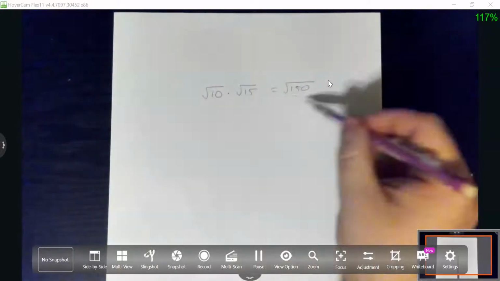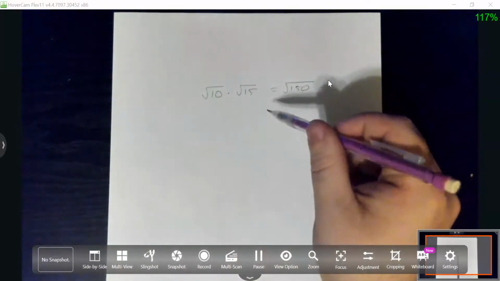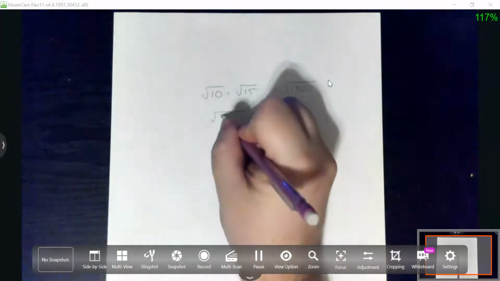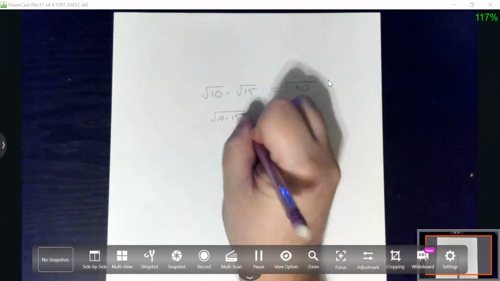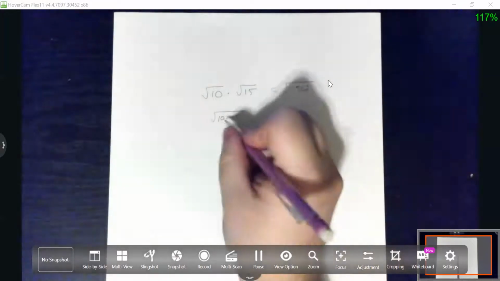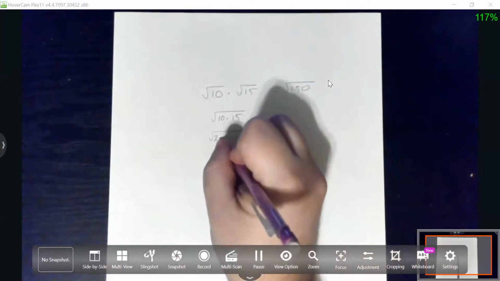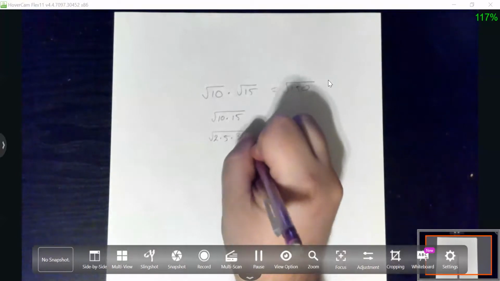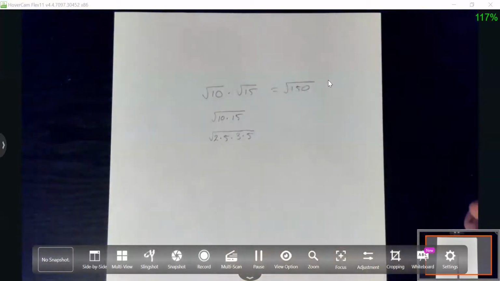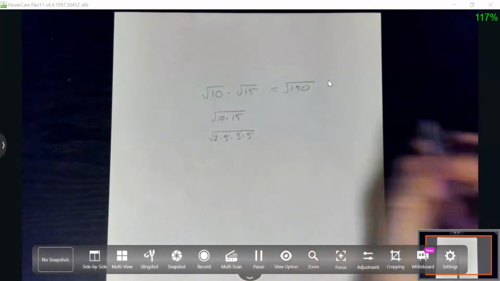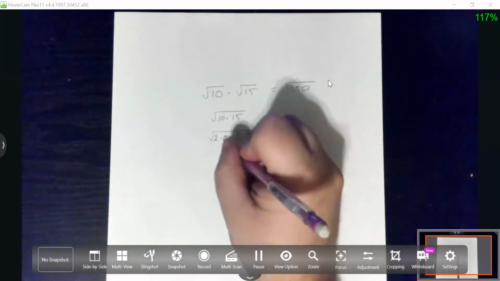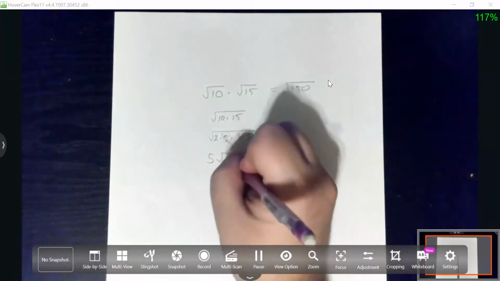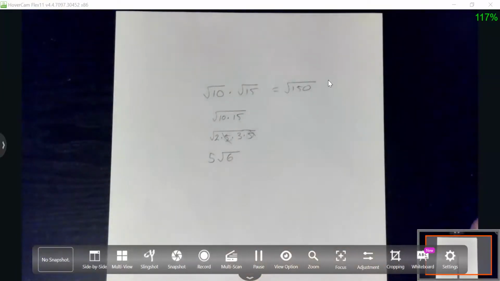So let's look at two different ways of approaching this one. When we multiply things, we can actually keep them together like this. That's square root of 10, square root of 15. Well, 10, that's square root of 2 times square root of 5. 15 is square root of 3 times square root of 5. So we could do this. We have our two 5s in here, so we can come out and be left with 5 times the root of 6. That's one way of thinking about it.